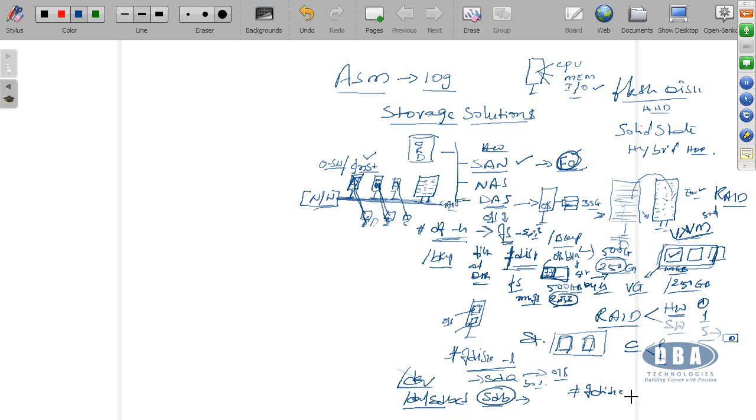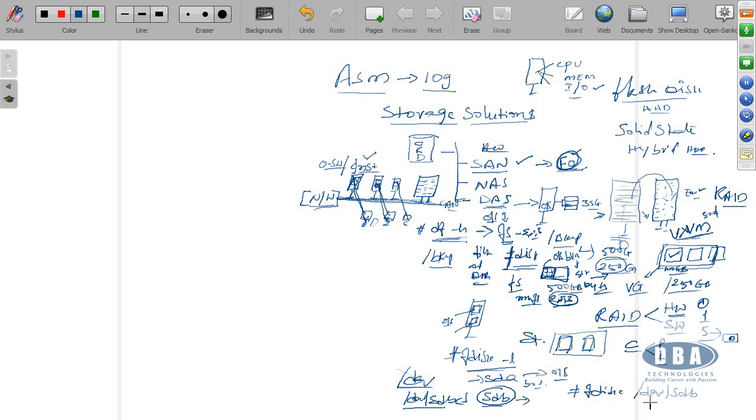fdisk /dev/sdb. Be careful, if you don't give sdb and you give sda, you have to reinstall your operating system. Gone. fdisk /dev/sdb. Then it's going to ask you, hey, would you like to create a new partition?